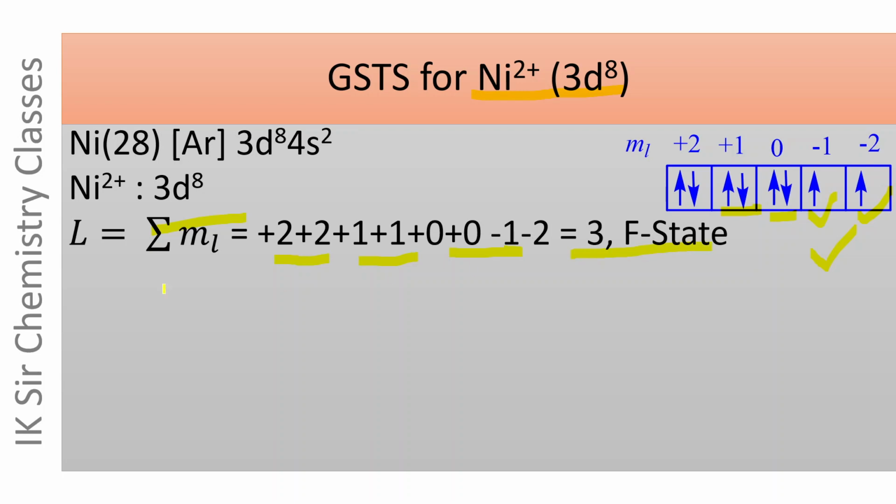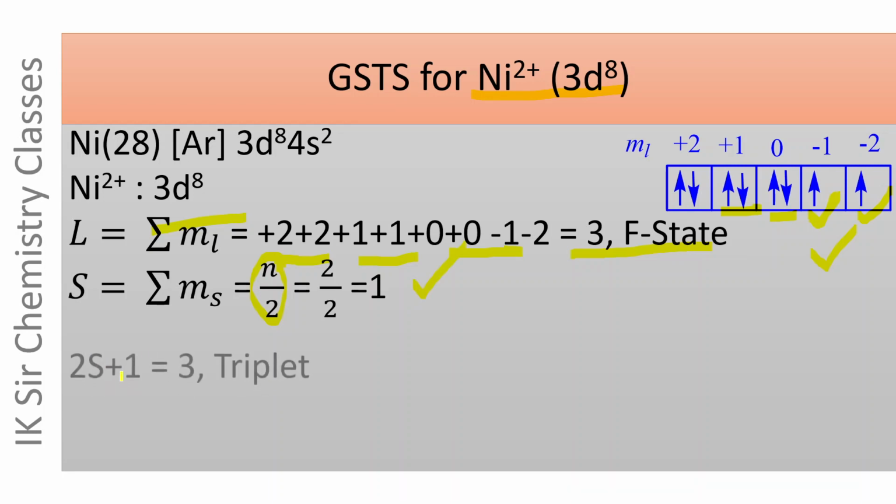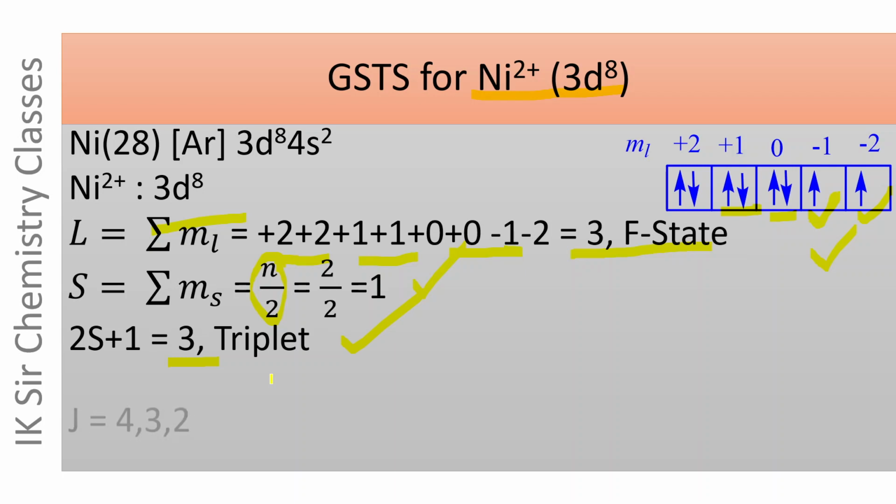It is F state. Capital S is equal to number of unpaired electrons divided by 2. Number of unpaired electrons is 2, so 2 by 2 is equal to 1. The spin multiplicity will be 3, triplet state. The value of J will have maximum value L plus S, that is 4, and minimum value L minus S, 3 minus 1, that is 2. The values of J will be 4, 3 and 2.